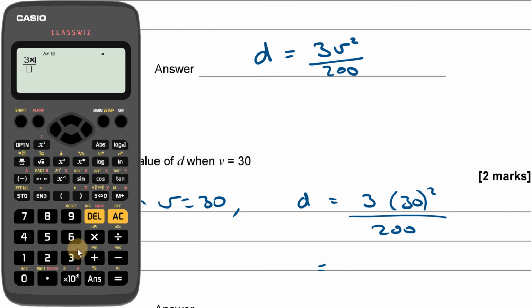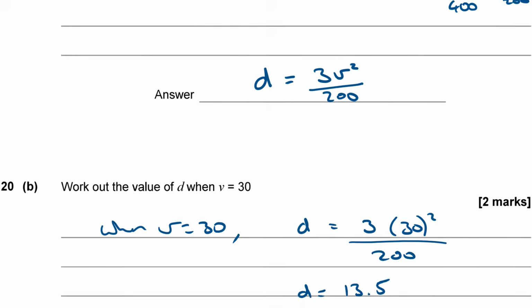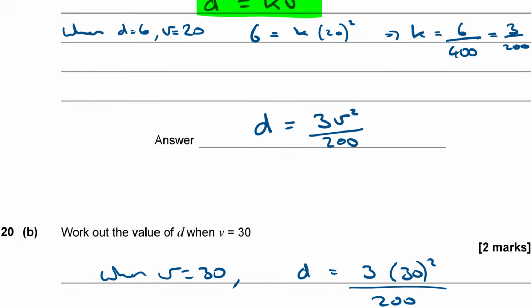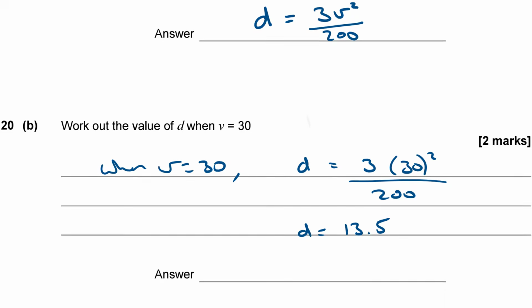Okay, so just tap that into the calculator. 3 times 30 squared all divided by 200. It comes out to be 13.5. D equals 13.5. Okay, job done. 5 very straightforward marks. Okay, if you've learnt this method of proportionality, then it's a very easy 5 marks, that one.